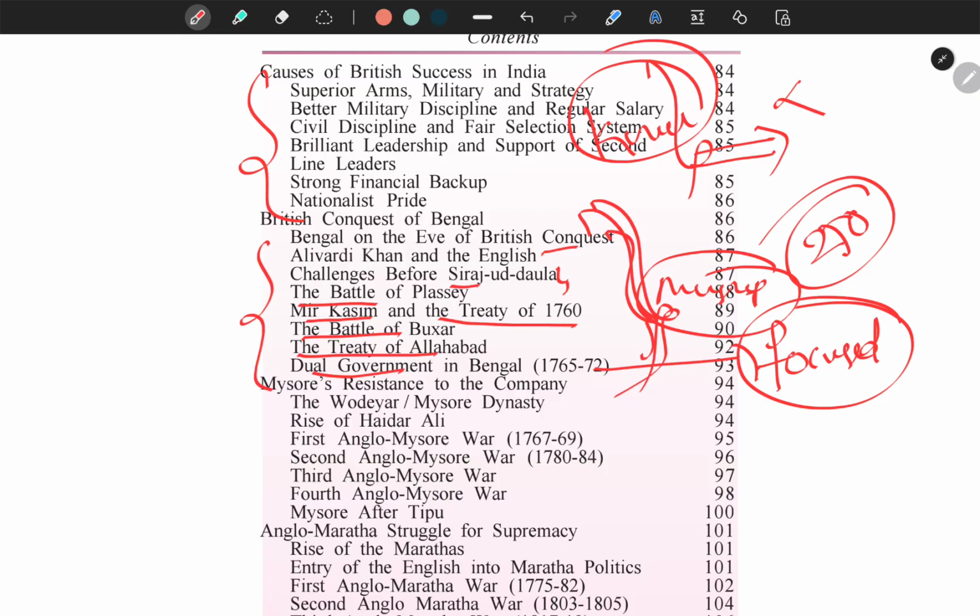Then Mysore resistance to the company, very important for students who are preparing from Karnataka. It is important for interview because they are going to ask question. Then it is also important for the mains, prelims also. Yes, for IAS exam, this Anglo-Mysore wars are very important. Anglo-Mysore wars are very important. From the point of mains, definitely question may not be particular to the Anglo-Mysore war. They will ask questions on emergence of British power. Like that, they are going to ask.